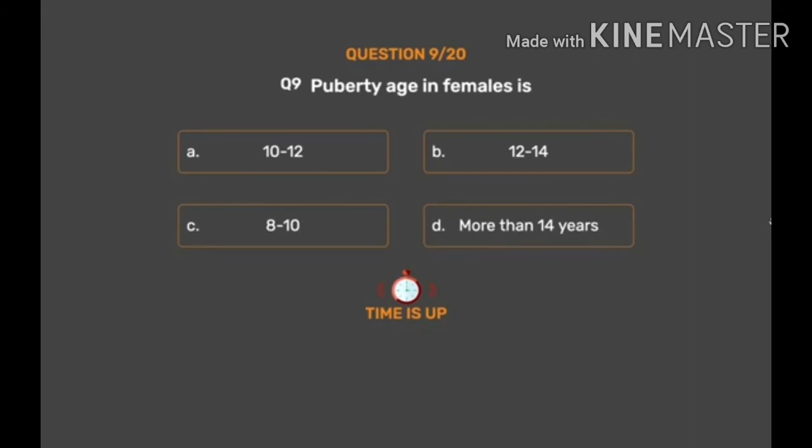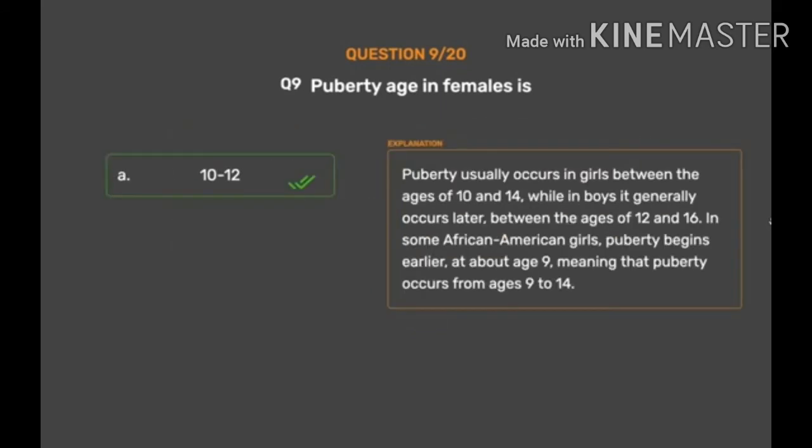The correct answer is option A, 10 to 12. Puberty usually occurs in girls between the ages of 10 and 14, while in boys it generally occurs later, between the ages of 12 and 16. In some African American girls, puberty begins earlier, at about age 9, meaning that puberty occurs from ages 9 to 14.